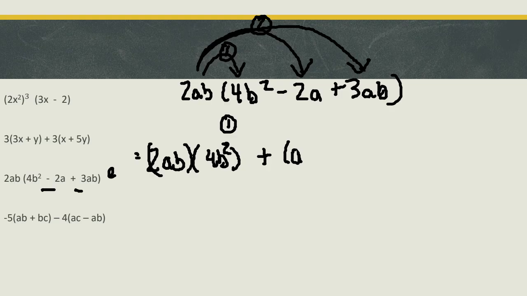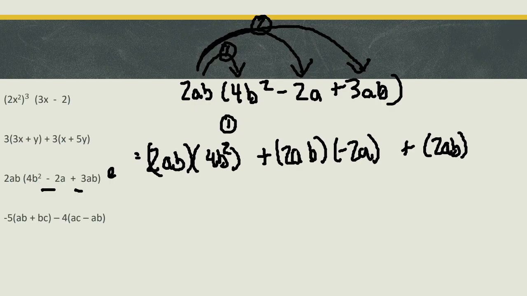Okay, so we have a 2ab now times a negative 2a. That's that second term in there. Then I also have a 2ab, look, I did it right that time, times a 3ab. So this is my second arrow, and then this is my third arrow. So that's where those come from. I have three because I have a trinomial inside the brackets.